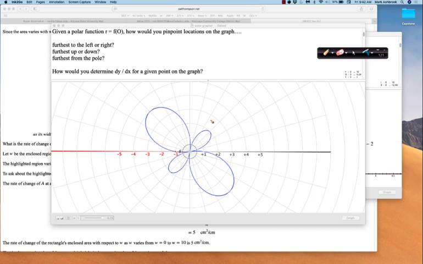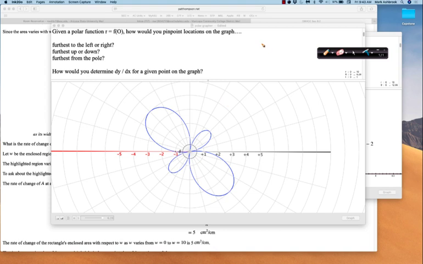What about furthest up or down? Okay. What about how would you find points that are furthest from the pole? Right. Locally, they kind of have a maximum value furthest from the pole. And then how would you determine dy dx for a given point on the graph? So we haven't talked about that with polar functions yet, but we have seen a similar idea before.